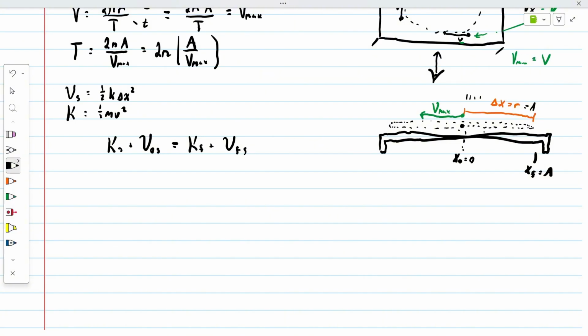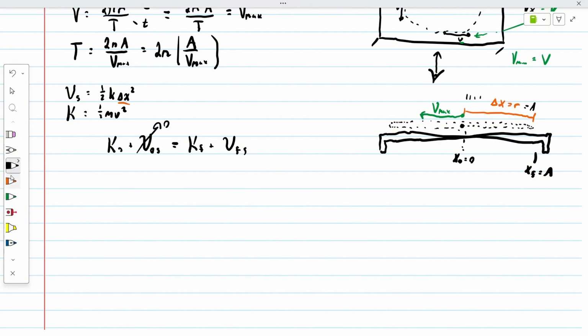And they should be equal. But at the initial point, there's going to be no potential energy because there's no change in x, right? They're not directly proportional, but they are proportional. So when change x is 0, the potential energy is 0, so that goes to 0.